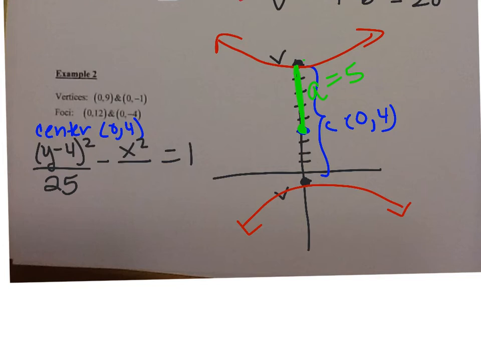Now I need my B. So we need our foci. So my foci are at 0, 12. So there's one focus. And 0, negative 4. There's my other focus. All right, so I need my C, which is going to be from center to my focus here. So that's my C. So that's a length of, C is equal to 8.